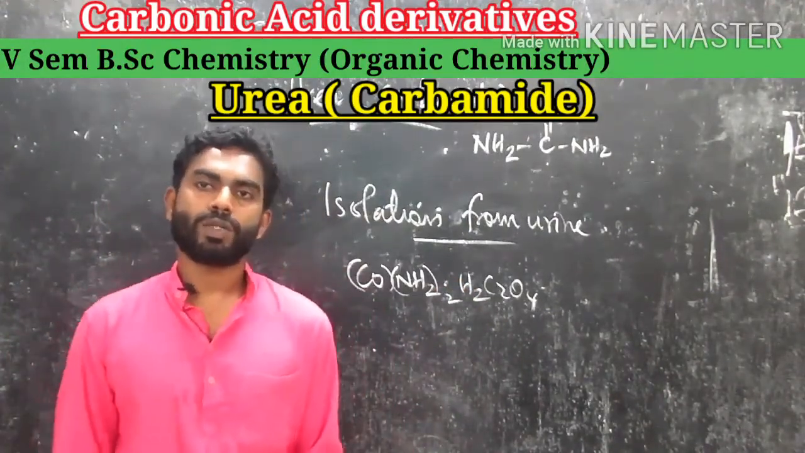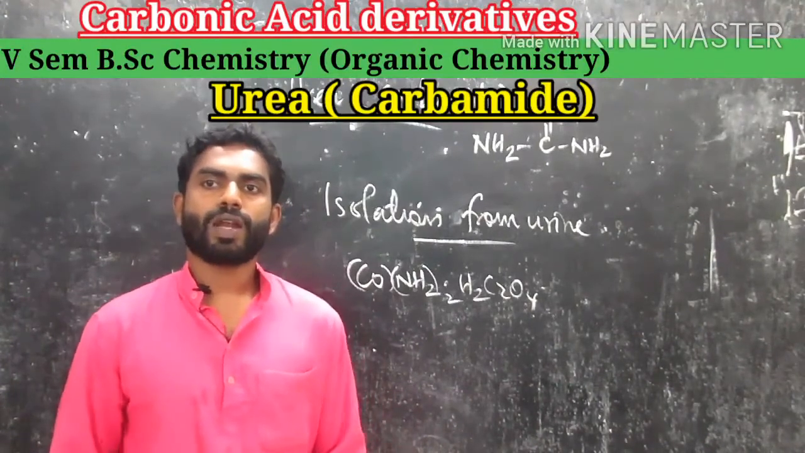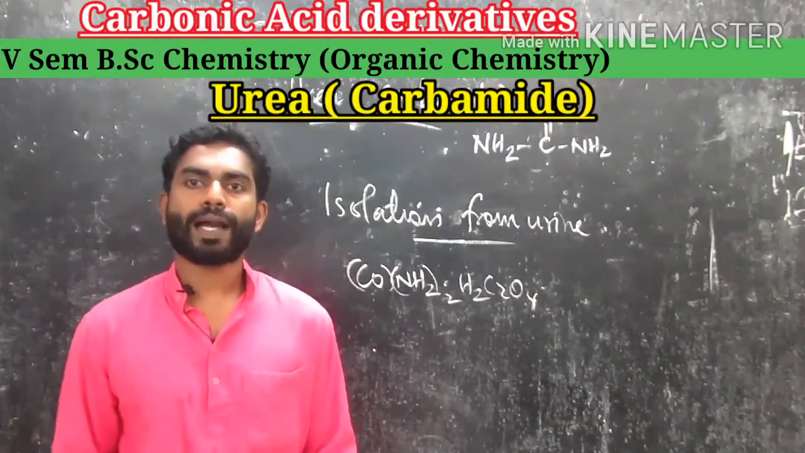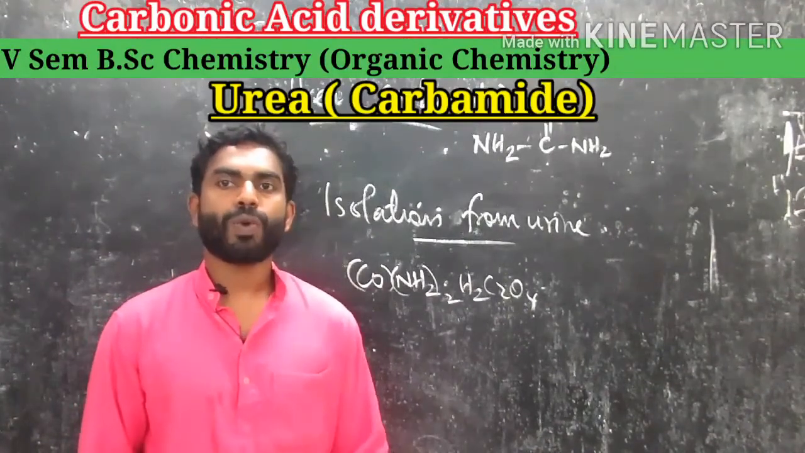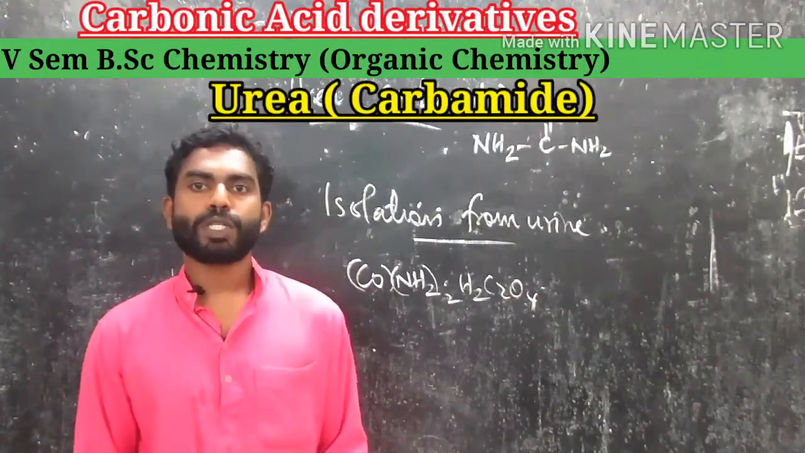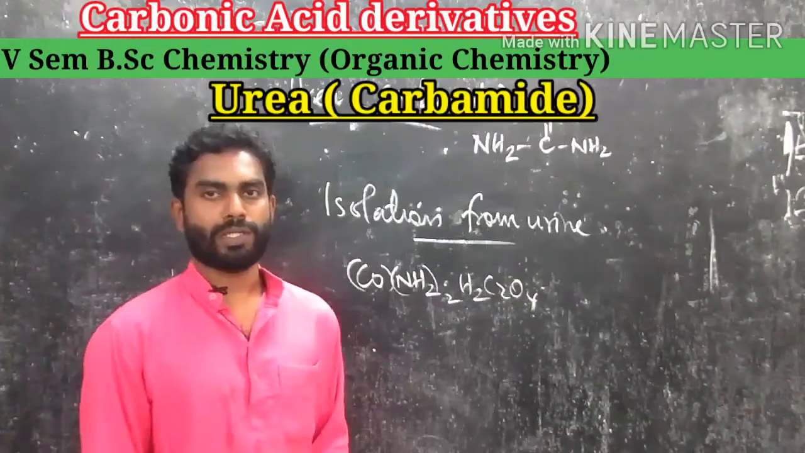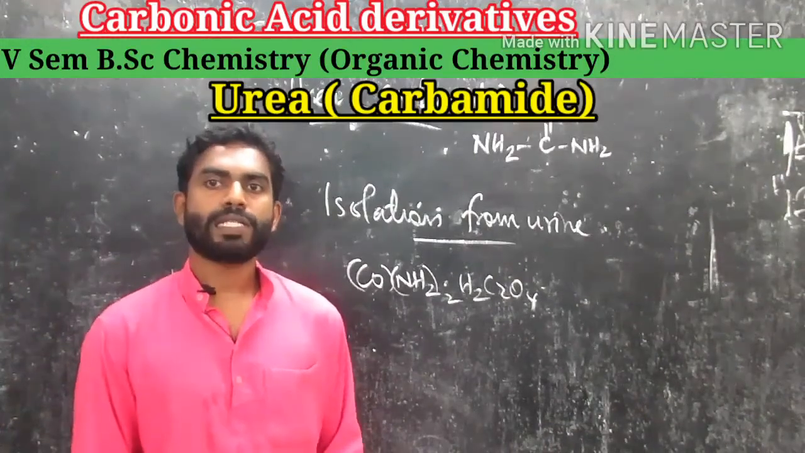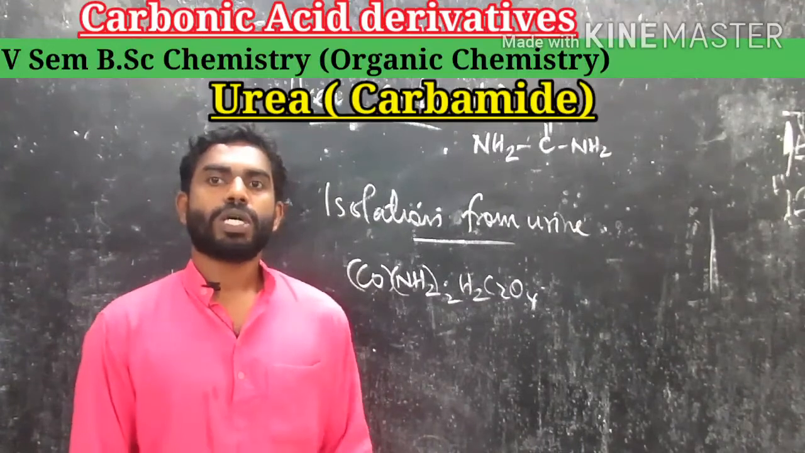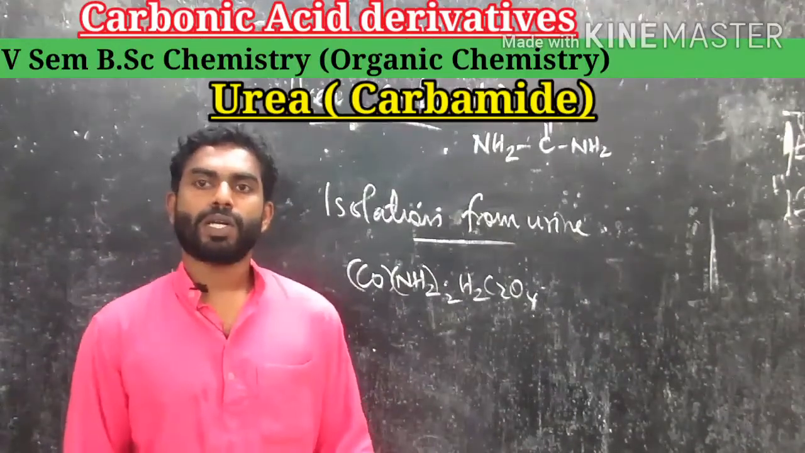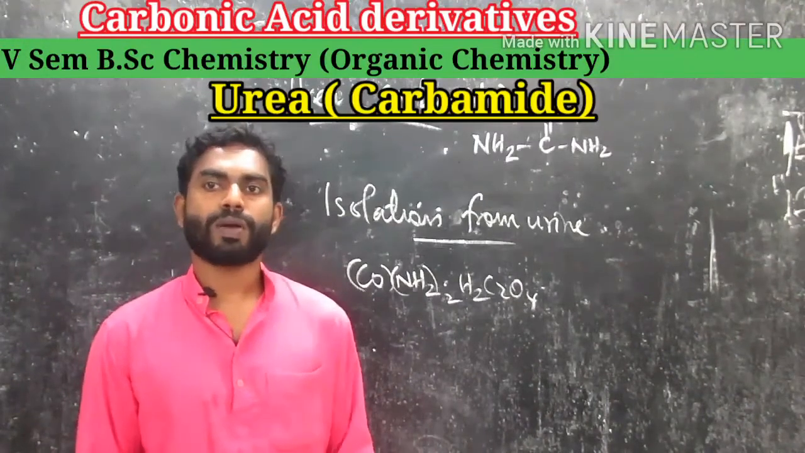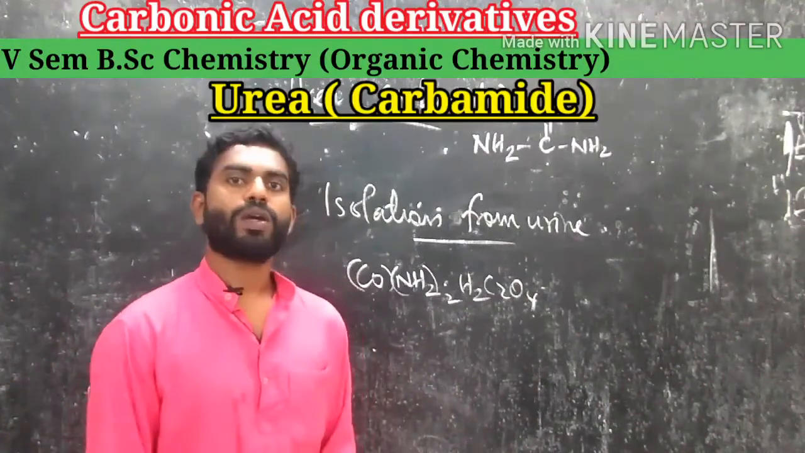Then the crystals are filtered and boiled with an aqueous suspension of calcium carbonate, liberating urea in solution and precipitating calcium oxalate. Then calcium oxalate is filtered off and the filtrate is evaporated to dryness on a water bath. The residue left is recrystallized from alcohol to get pure urea.